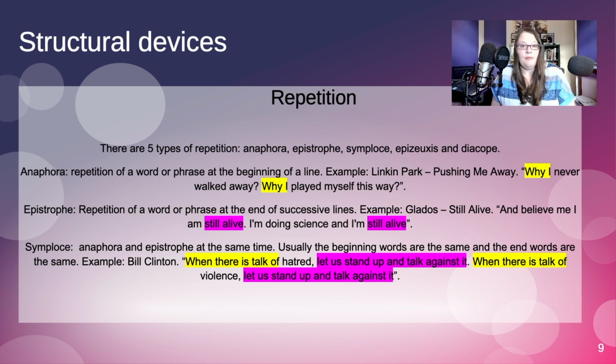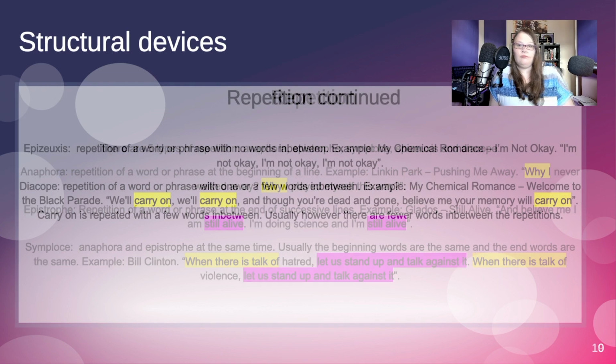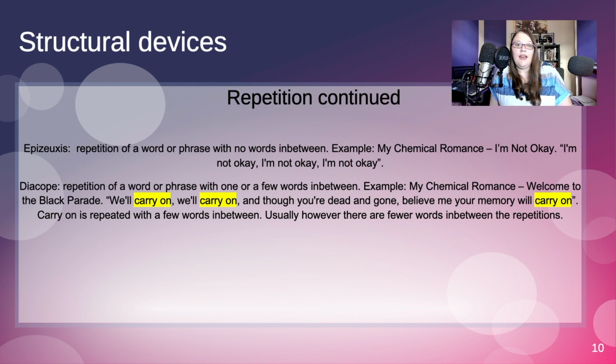Symploce, repetition at both the start and the end. I couldn't find an example in a song, but you could be the first to write one. I did find one in a Bill Clinton speech. "When there is talk of hatred, let us stand up and talk against it. When there is talk of violence, let us stand up and talk against it." Epizeuxis, an immediate intense repetition, like in My Chemical Romance's I'm Not Okay, where they go, "I'm not okay, I'm not okay, I'm not okay."